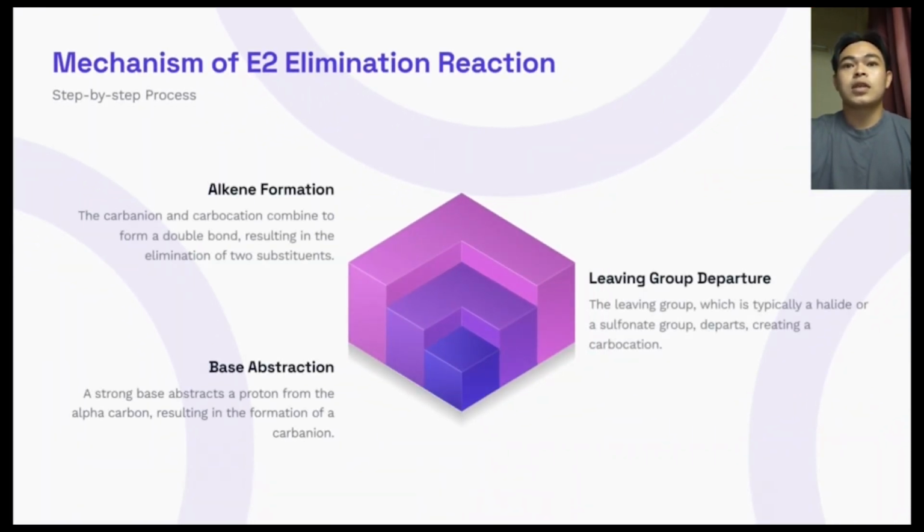So there is a step-by-step process. The first one is alkene formation. So the carbanion and carbocation combine to form a double bond, resulting in the elimination of two substituents. So the next, base abstraction. A strong base abstracts a proton from the carbon, resulting in the formation of a carbanion. And lastly is leaving group departure. The leaving group, which is typically a halide or a sulfonate group, departs, creating a carbocation.